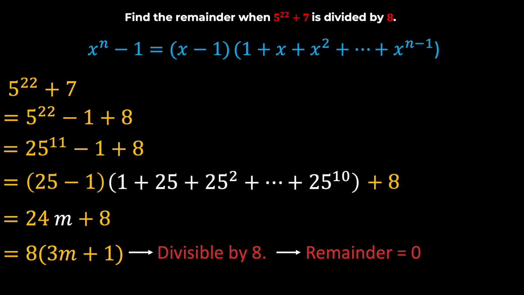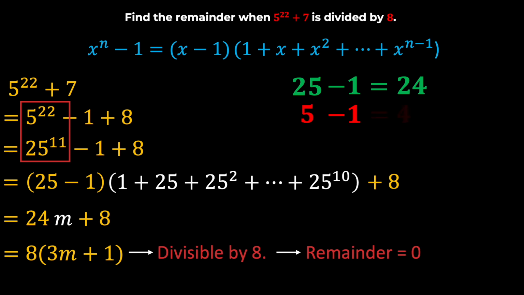And about the reason why I replaced 5 to the power of 22 with 25 to the power of 11, well, when we have 25, and we subtract 1 from 25, we have 24. And the thing is, we can factor an 8 out of 24. But when we have 5 to the power of 22, once we subtract 1 from 5, we have 4, and we cannot factor an 8 out of 4. So that's the reason I replaced 5 to the power of 22 with 25 to the power of 11.